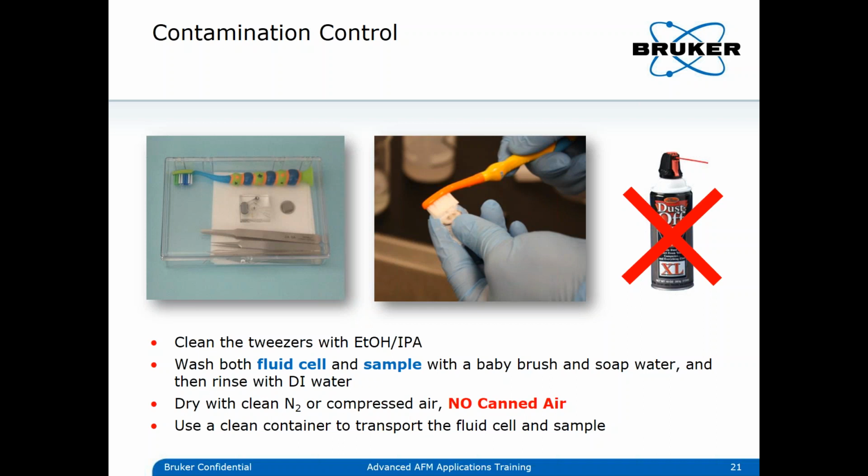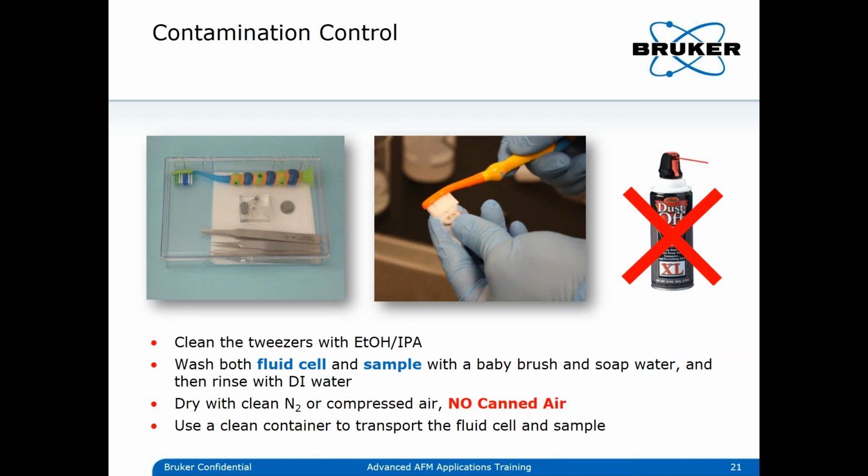If it's clean, you have to be sure that your compressed air coming from the wall outlet is clean. You shouldn't use these cans with compressed air, because they usually contain also oil, and then you would have, again, surfactants and oil on your cell, and this would contaminate your measurement.